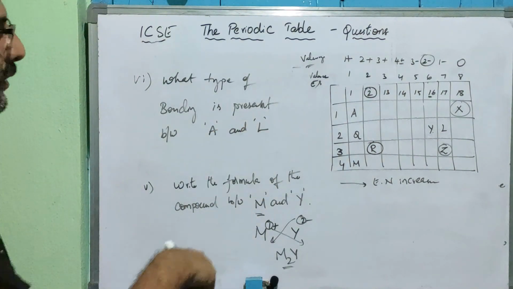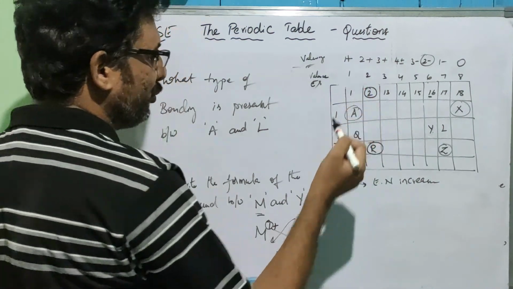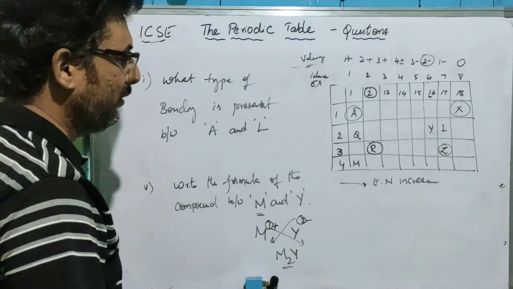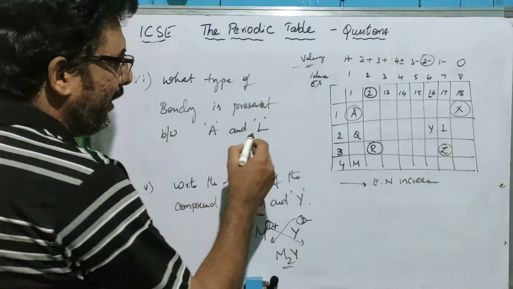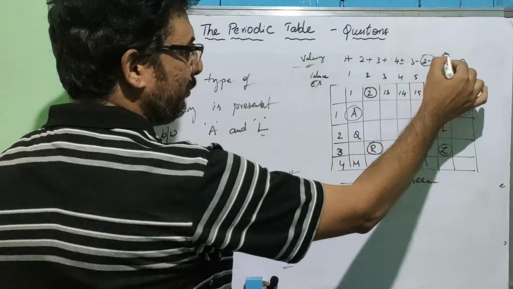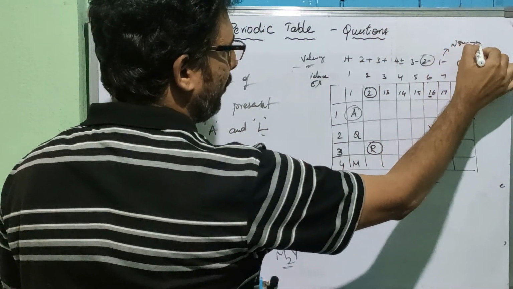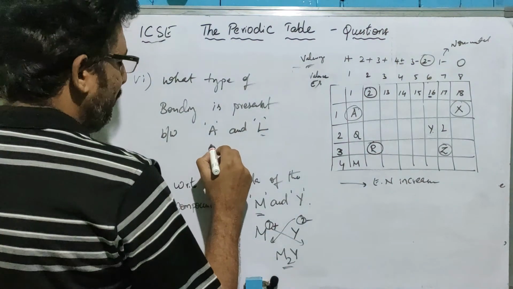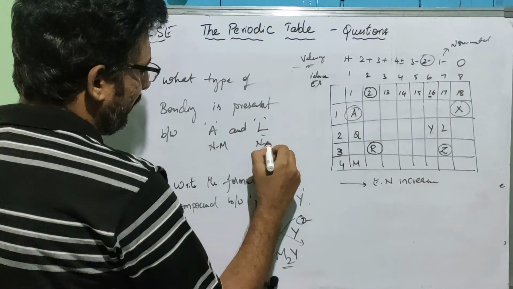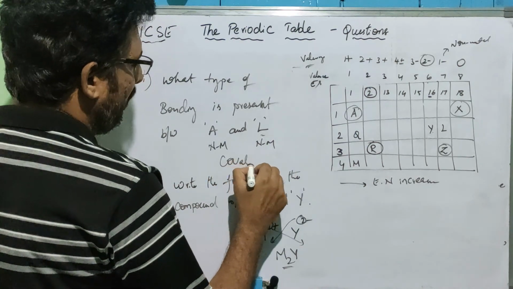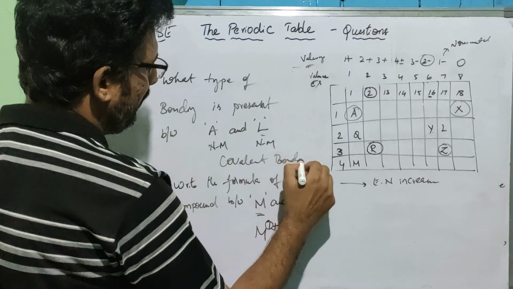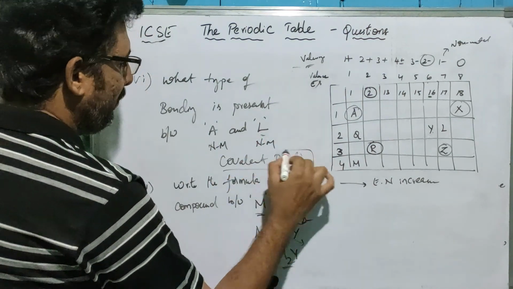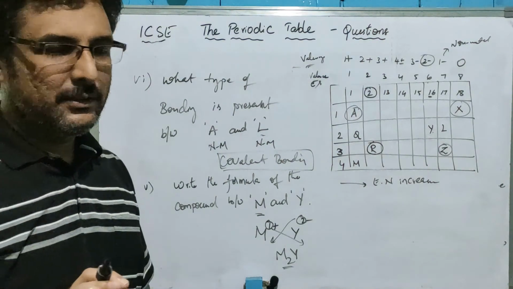Okay, so if you see A over here, A belongs to group 1 and A is nothing but hydrogen, which is a non-metal. Hydrogen is a non-metal, and L belongs to group 17, which is also a non-metal. Of course it is a halogen. Halogen is nothing but a non-metal. So the bonding between a non-metal and non-metal will always be a covalent bond.